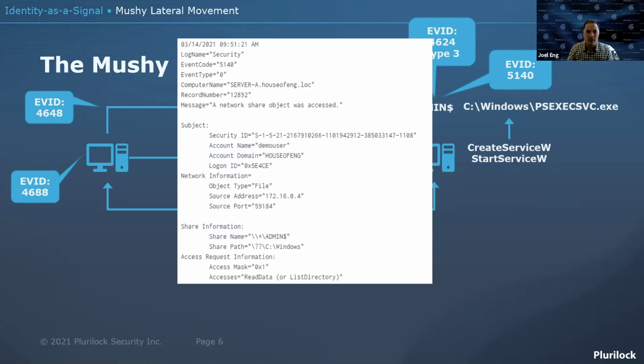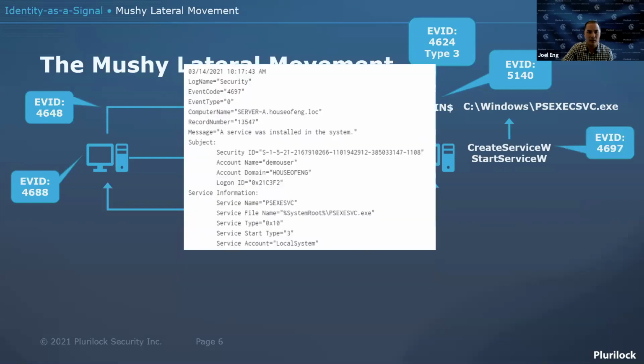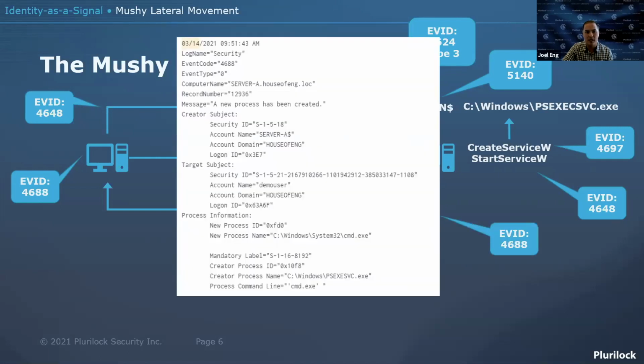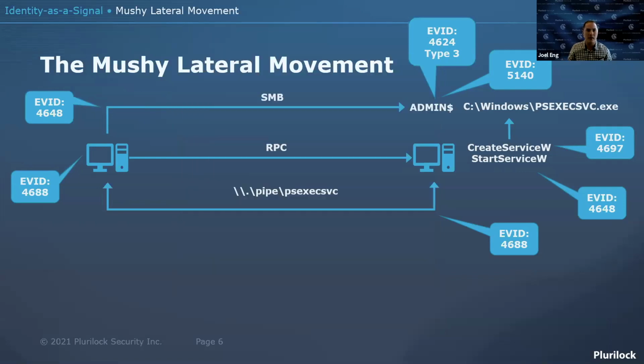This is a great event. It tells you who connected, where they came from, and what they connected to. You'll see the service being installed. You're going to see the service being run as you. And then finally, you're going to see psexec execute that final command that you actually told it to do in the first place.